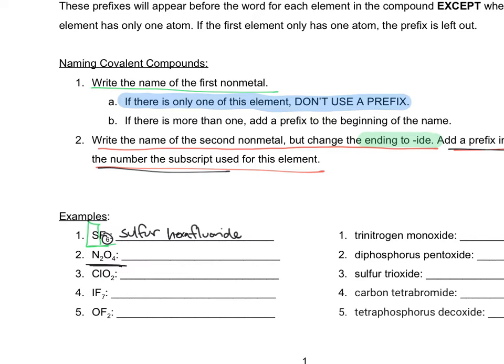Let's move on to the next one. N2O4. According to the steps above, we write the name of the first nonmetal. The name of the first nonmetal there is nitrogen. So I'm going to write it down.